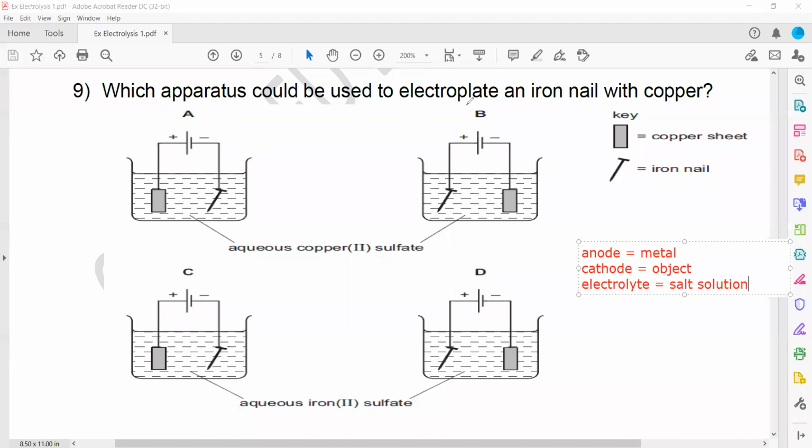So because we want, iron nail is the object, copper is the layer which we want. So that's why in this case A will be the right answer.